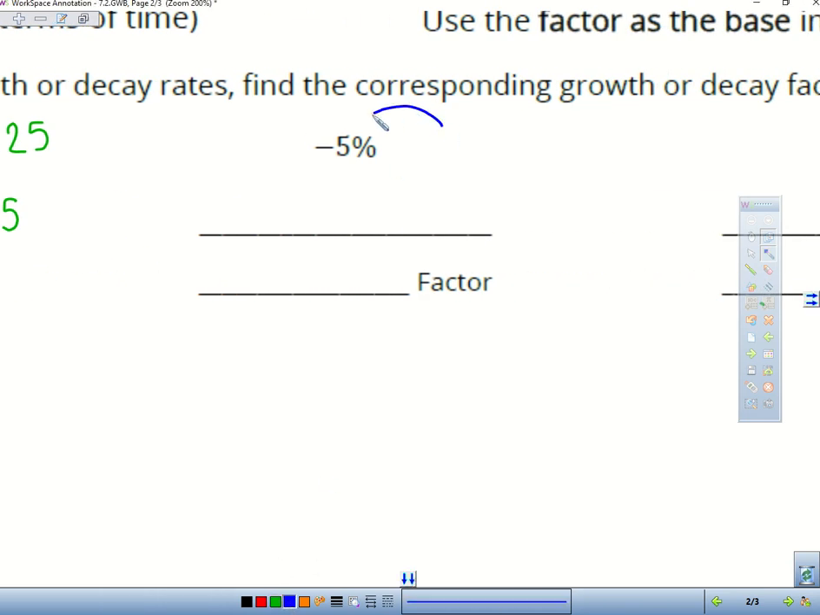So as you can see, this is decay because it is subtraction. So how could I convert this into a decimal? Very good. Negative 0.05. Don't forget, it's not 0.5 because 0.5 would have been 50%, right? So make sure you put that extra 0 there. So this is a decay factor.